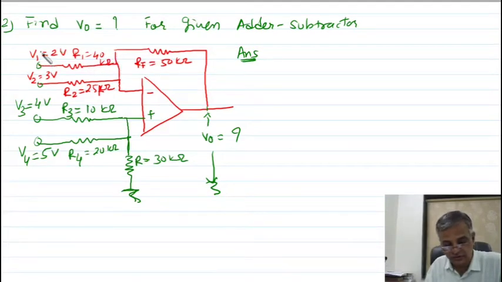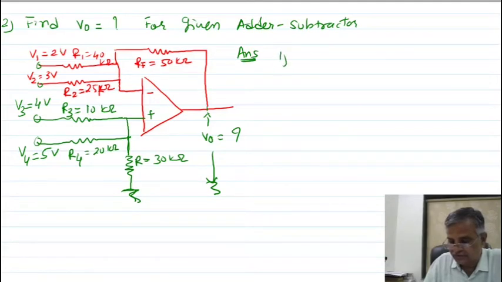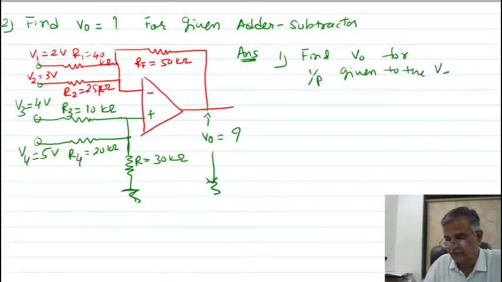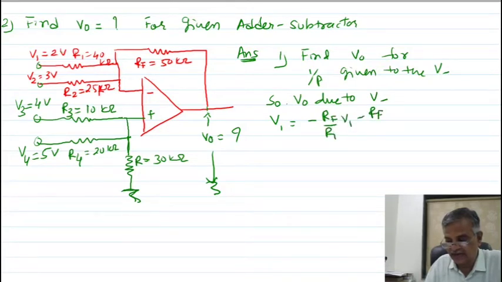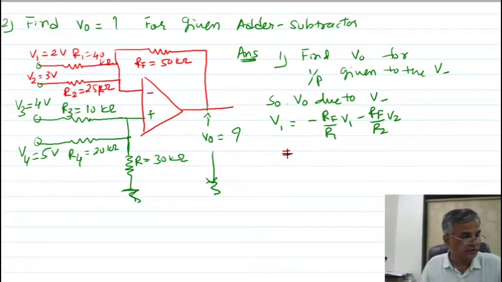Listen, we'll go for this first. To find the output for the negative terminal, we'll write it like this. First, find VO for the input given to the V minus. The output due to V minus is given by minus RF by R1 into V1 minus RF by R2 into V2 for an inverting amplifier. If I put the values here, you get your answer.